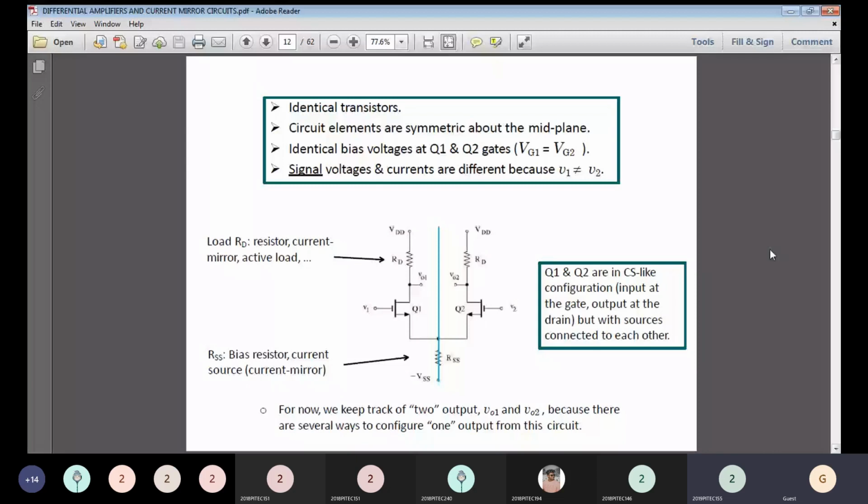The next one is the drain resistance RD. This load drain resistance acts as a current mirror and also as an active load. Moving to the source resistance, these two sources are connected with a common resistance mentioned as RSS. The RSS value we can specify as a bias resistor, a current source, or a current mirror circuit. Here the transistors Q1 and Q2 are in which mode? CS configuration mode. The input is at the gate and the output at the drain, with the sources connected to each other and to the negative biasing voltage minus VSS.